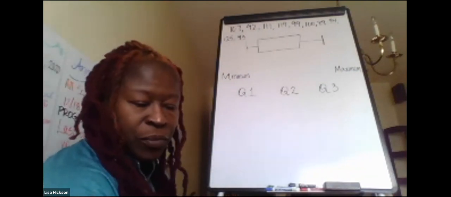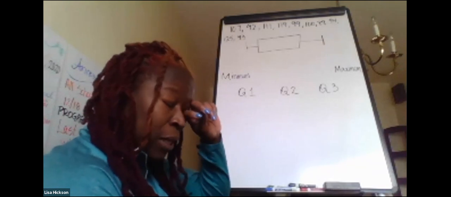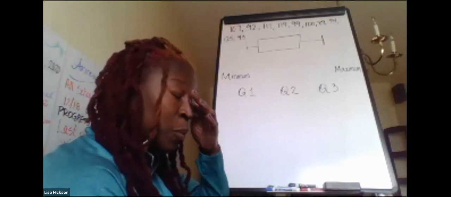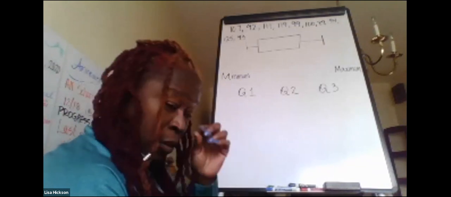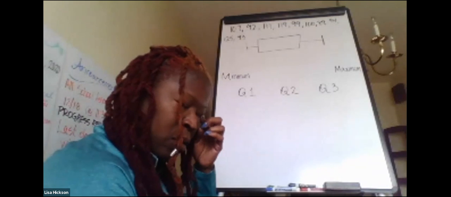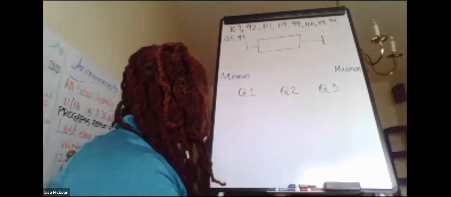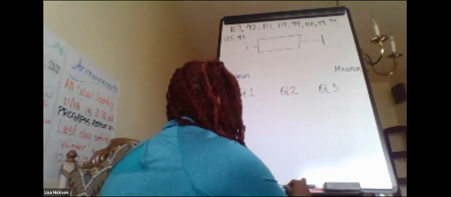All right, true to my word, it's 9:50. So, since we are starting with the box plot, the first step is to put the data in numerical order. So, somebody tell me what you got when you put the numbers in numerical order.